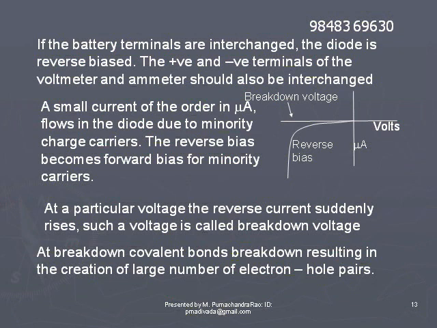This breakdown voltage is the voltage at which the covalent bonds of the crystal break down. Because of the breaking down of these bonds, electron-hole pairs will be formed. Thereby, a large current flows in the diode. So that is why it is called a breakdown voltage.